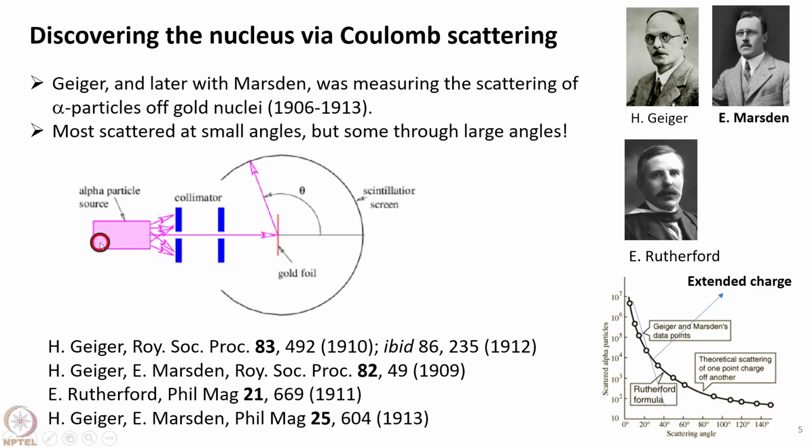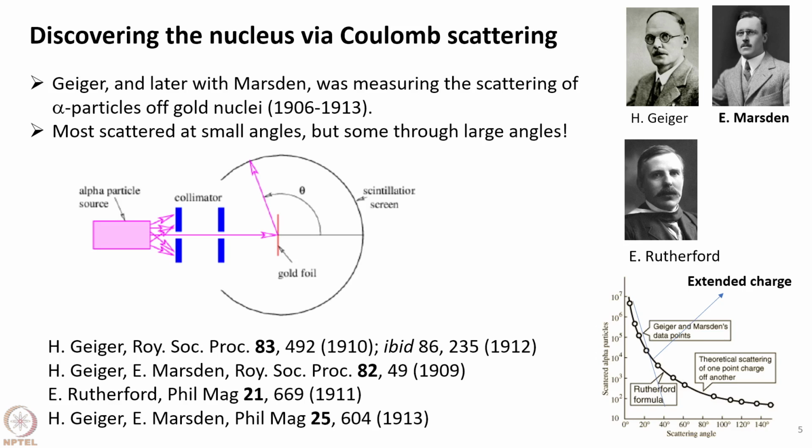There was an alpha particle source, and this was collimated using a couple of collimators, and then this collimated beam fell onto very thin gold foils, such that the alpha particle did not lose too much energy in the gold foil itself, and then got scattered to various angles. So this is the theta, the angle of scattering, and it fell onto a scintillator screen.